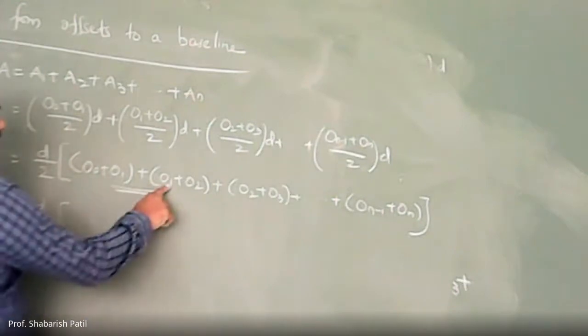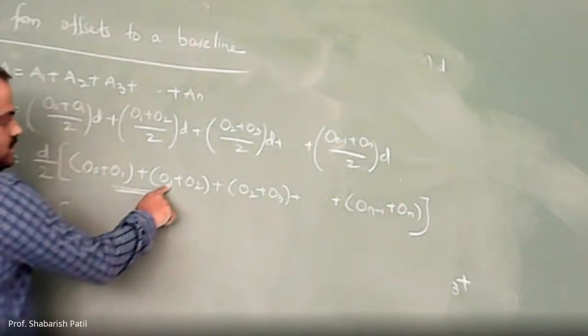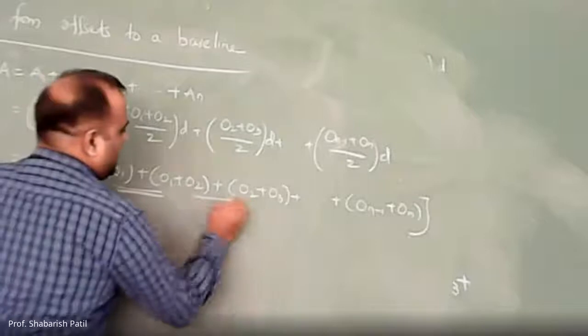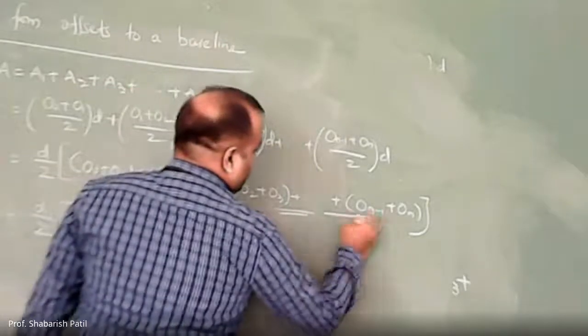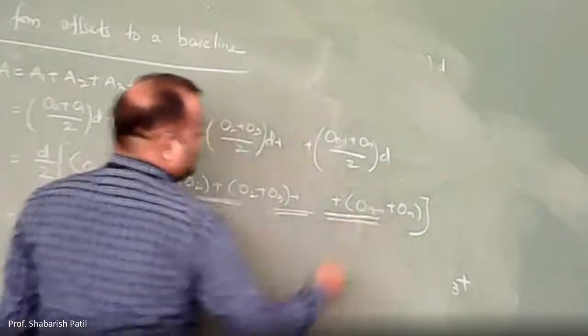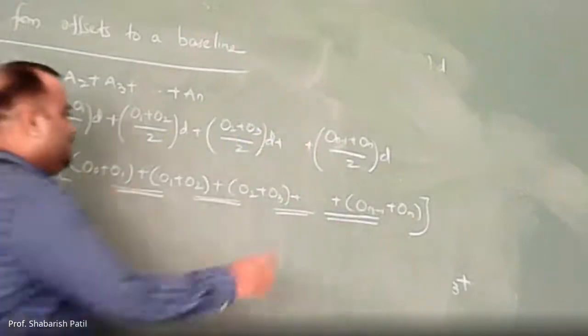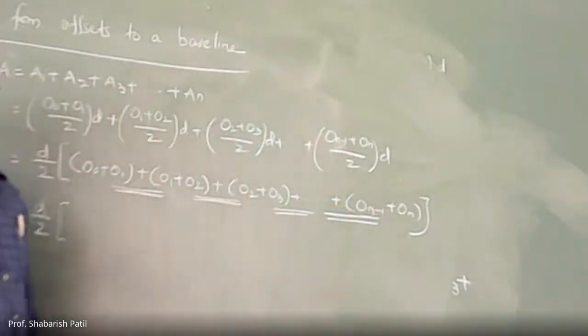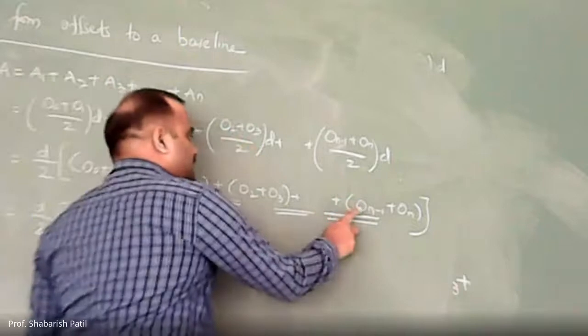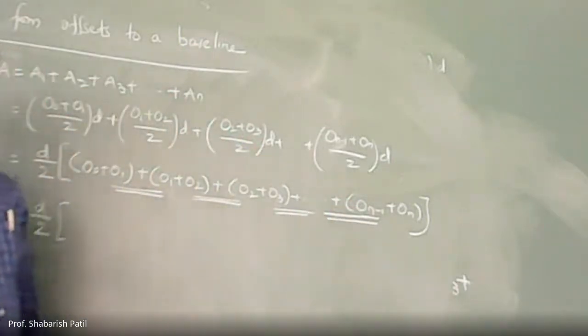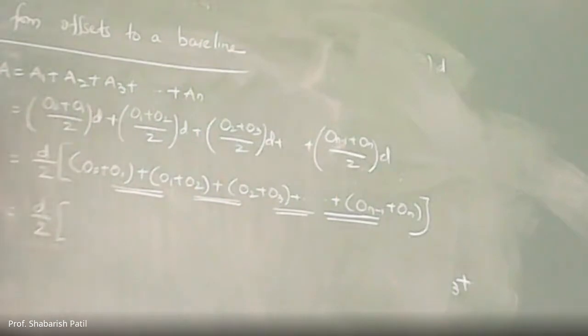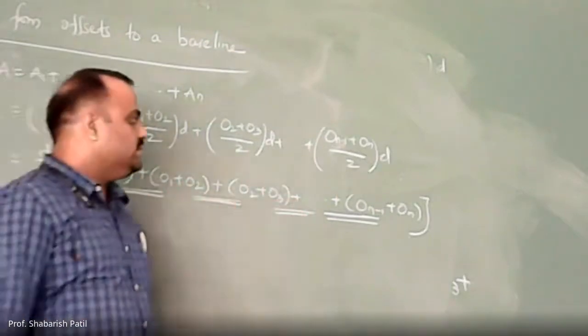I have two O1s, isn't it? Yes, sir. Similarly, I have two O2s here. In the same way, we will have two O3s, up to two times of On minus 1. What are remaining here? In the sense, these are all being paired.